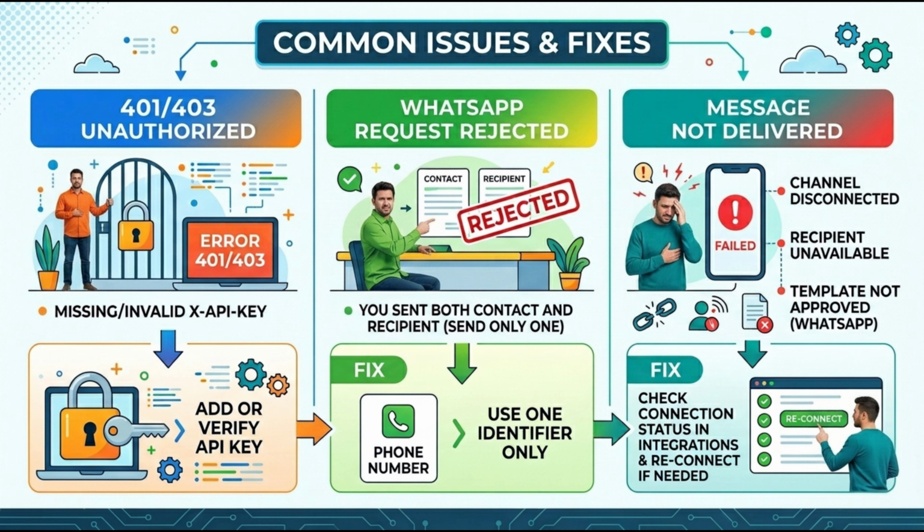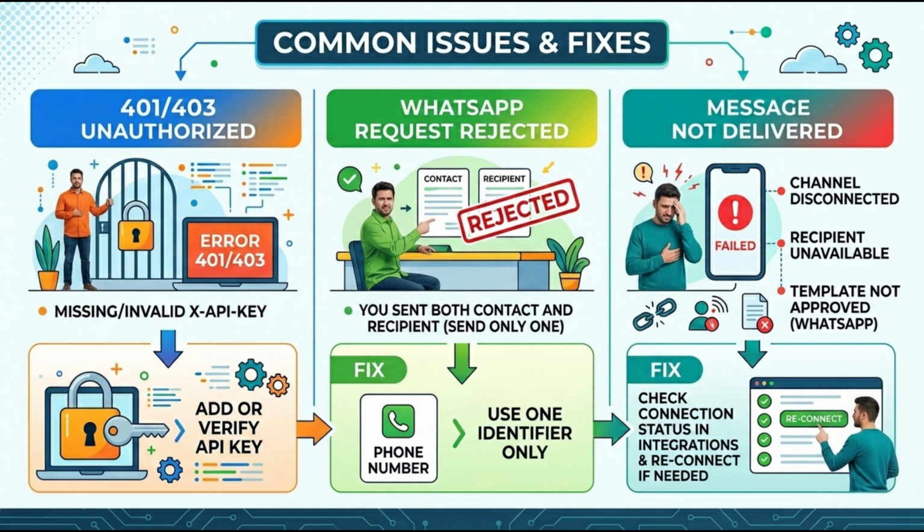Common issues and fixes. Encountering a 401/403 unauthorized error? This usually means a missing or invalid X-API-Key. Double-check your authentication credentials to restore access. If your WhatsApp request is rejected, look at your payload formatting. A common mistake is that you sent both contact and recipient. Make sure to send only one to clear the conflict.